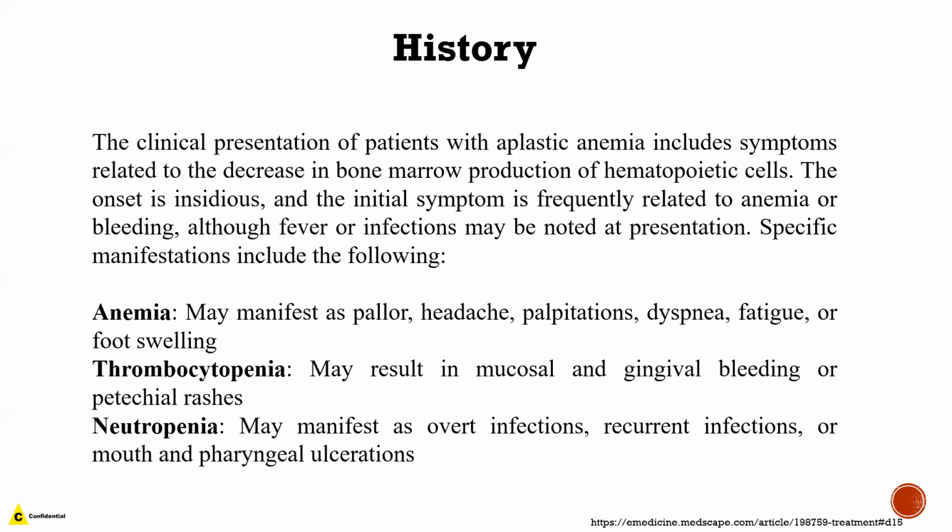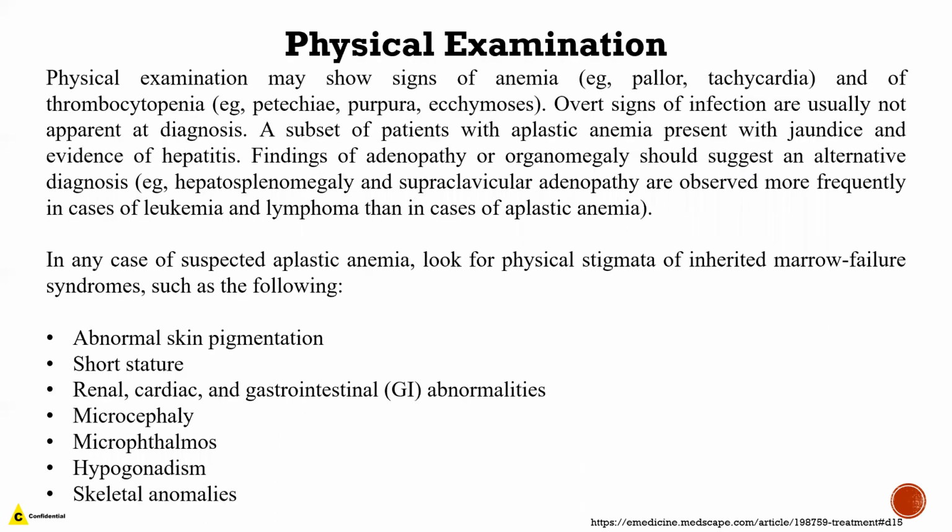Specific manifestations include anemia, which manifests as pallor of the skin, headache, palpitation, dyspnea, fatigue, or foot swelling; thrombocytopenia that may result in mucosal and gingival bleeding or petechial rashes; and neutropenia that may manifest as recurrent infections, or mouth and pharyngeal ulceration. Physical examination may show signs of anemia and thrombocytopenia, while signs of infection are usually not apparent at diagnosis.